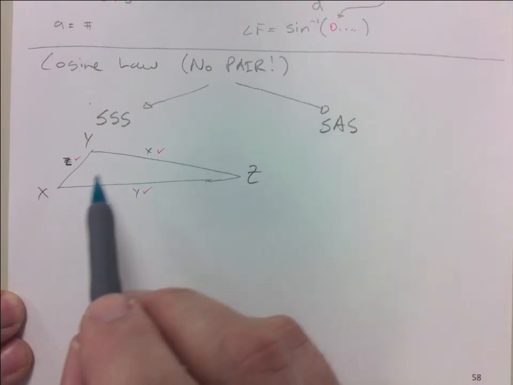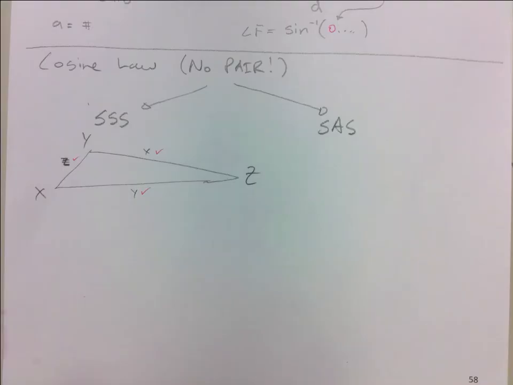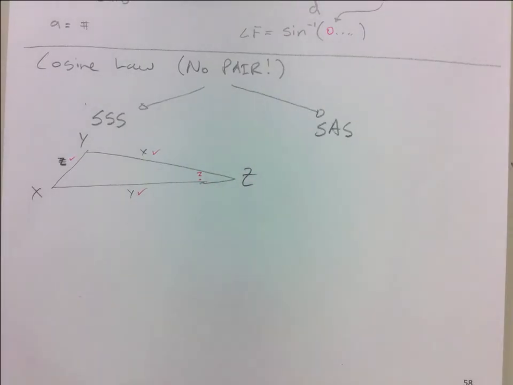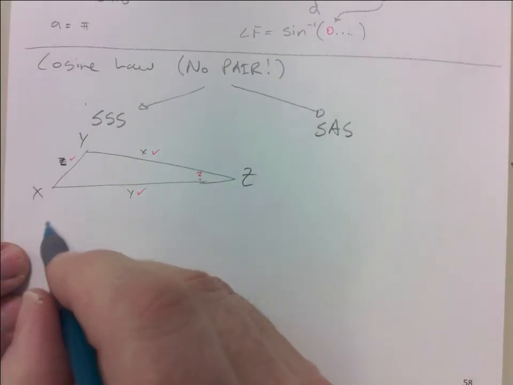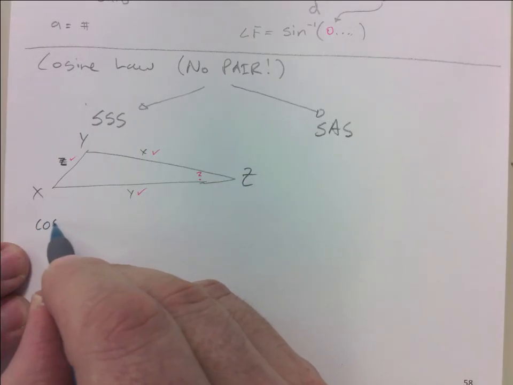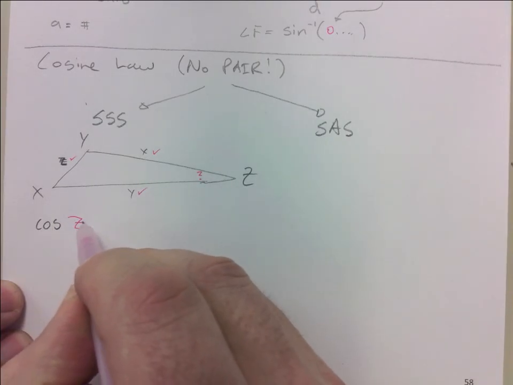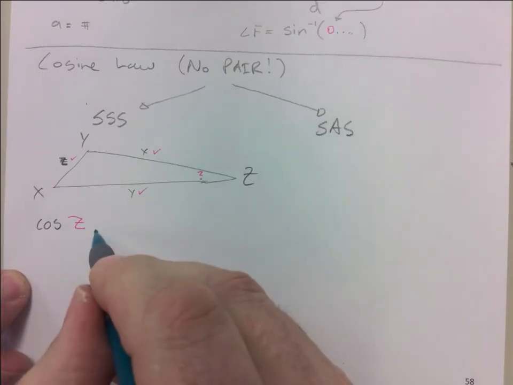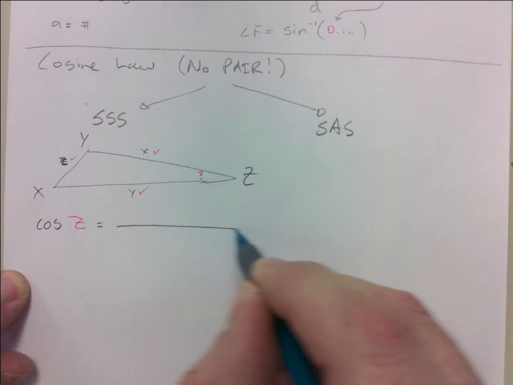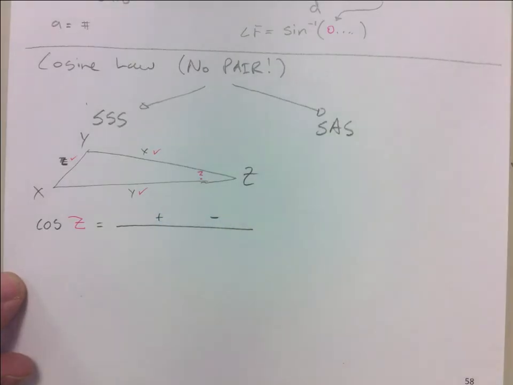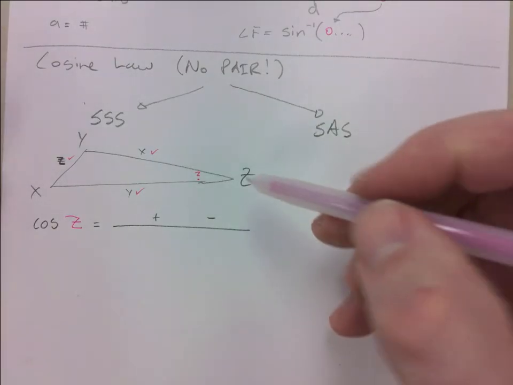So if I want to solve for angle, let's say the question asks you for this one. Okay, angle Z, so you're going to go cosine. I'm using a color for this one. Cosine of Z, right? You add and you subtract. See if you're awake when I teach.